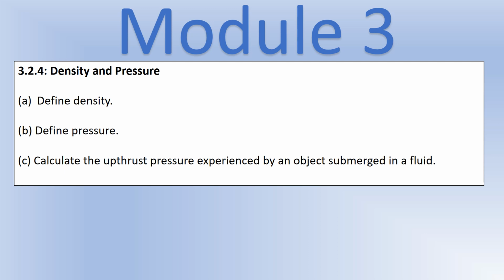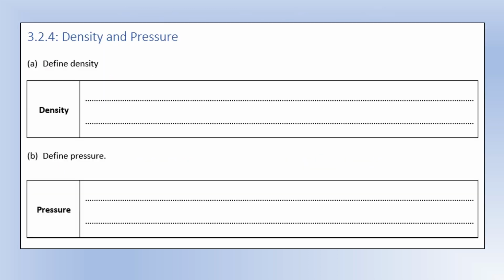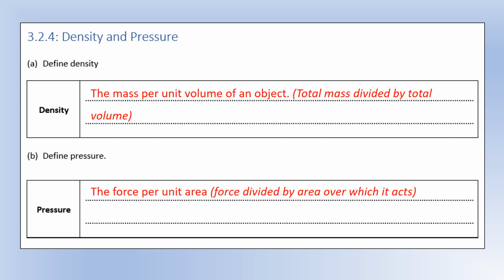All right, so moving on from equilibrium to look at density and pressure. So again, have a work through section 3.2.4, and then we'll take a look. All right, so density, that is the mass per unit volume of an object, or the total mass divided by the total volume of the object is another way of expressing it. And pressure is the force per unit area, or the force divided by the area over which it acts.